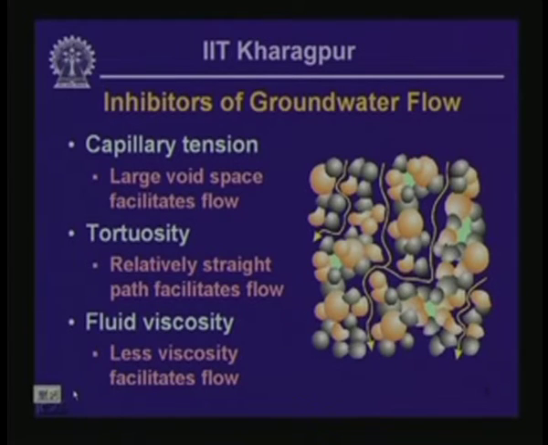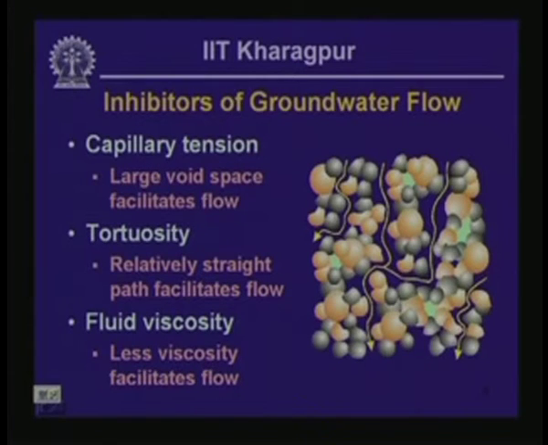Now we have already looked at what is the driving mechanism of groundwater flow. So groundwater flow is driven by the hydraulic gradient essentially. So what is hydraulic gradient? Hydraulic gradient is the ratio of the head loss between the inlet and the outlet divided by the length of the flow path, that is hydraulic gradient. So that is going to drive the groundwater flow.